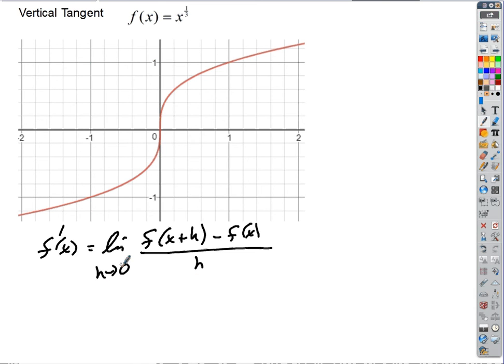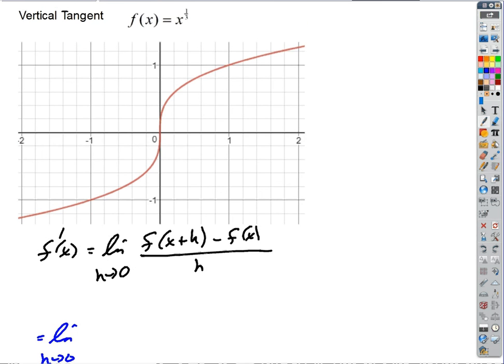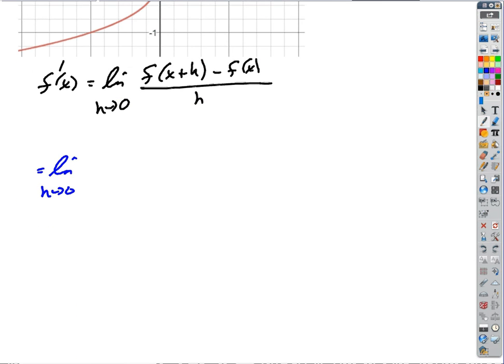So our function is x to the 1/3, so now let's make this specific. What's f of x plus h, if f of x is x to the 1/3? So it's going to be x plus h to the 1/3 minus x to the 1/3, everybody agree? Divided by h. Well, this is going to be a tough one.